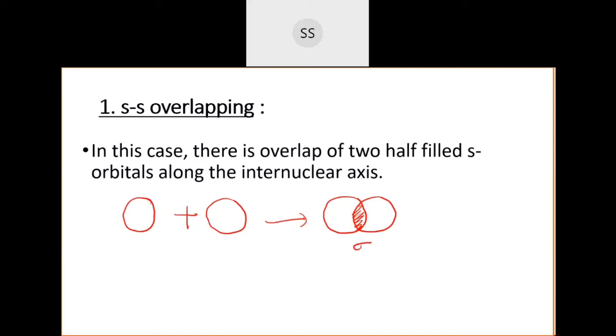So your S is overlapping. I hope it is clear. In this case, you are taking two half-filled s orbitals along the internuclear axis. Remember, it has to be half-filled. So when they combine together, this bond is called a sigma bond.